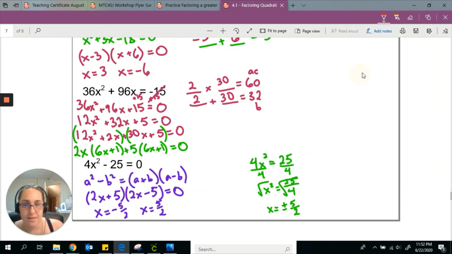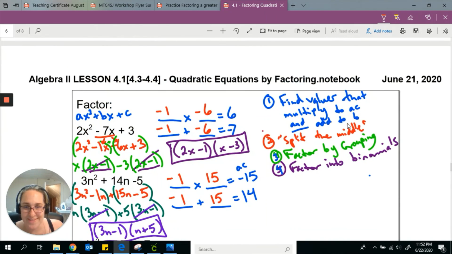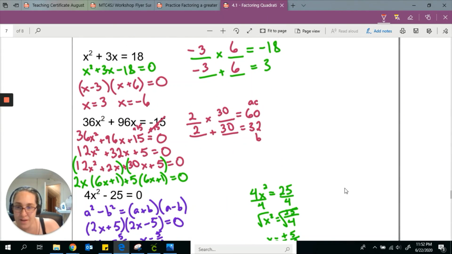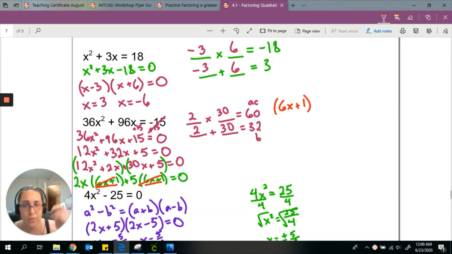Next, I'm going to do the fourth step, which is factor into binomials. So if we've done all this correctly, these two binomials should match. So that's my first factor. And then my second factor, when I've taken that out, is what's left. It's what I took out when I factored by grouping. So I get 2x plus 5 equals 0.